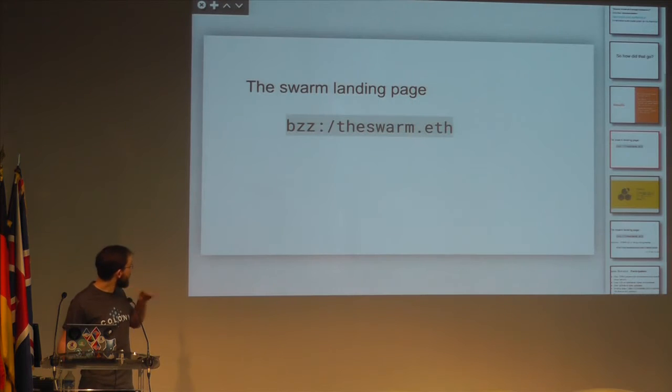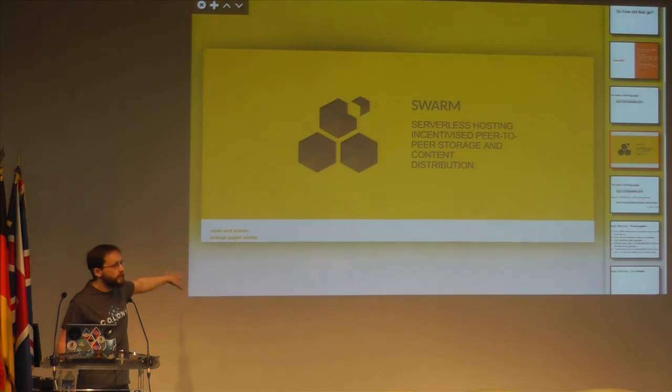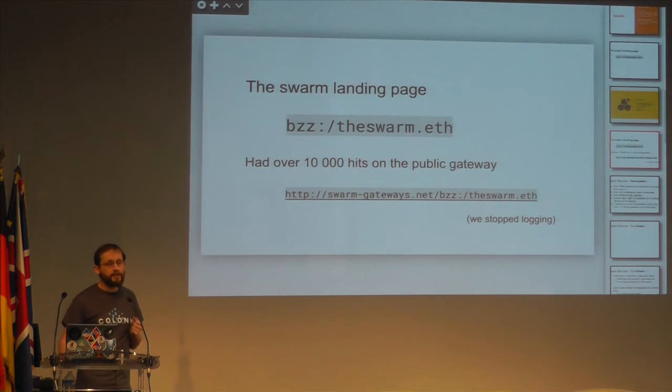So the Swarm landing page is what you get redirected to when you go to our public gateway. It's a website with our orange papers, links to talks and resources. And that was requested over 10,000 times on our gateway. Now, of course, anyone who loaded it on their local swarm, we would not be able to count that. All we could do was look at the logs on the public gateway, and at some point we stopped logging because we were only using the logs to debug anyway.